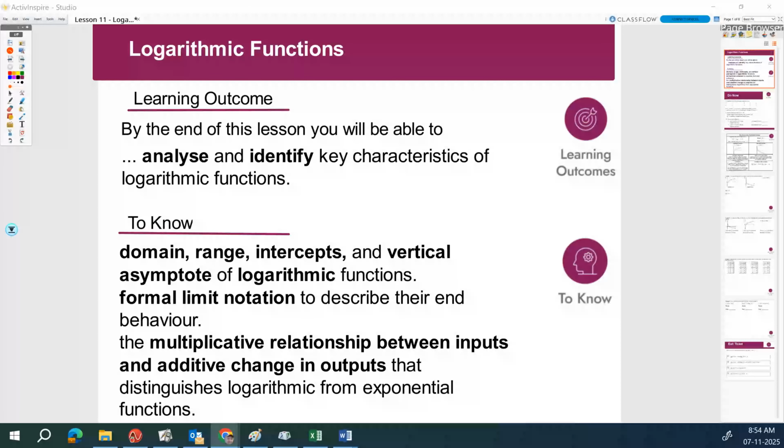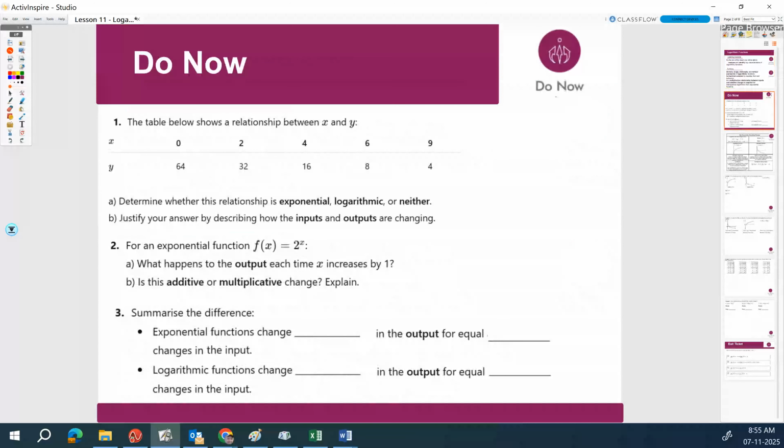Okay, welcome. Today we're going to be doing logarithmic functions. Our goal for today is to analyze and identify key characteristics of a logarithmic function. Why don't you have a go at the do now? I will pause the video for a second while you do these questions.